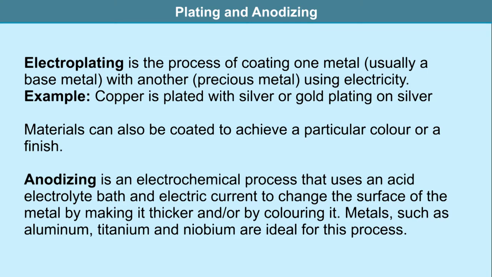Anodizing, on the other hand, is an electrochemical process that uses an acid electrolyte bath and an electric current to change the surface of the metal. It changes the surface by making it thicker and or by coloring it. Metals like aluminium, titanium and niobium are ideal for this process.